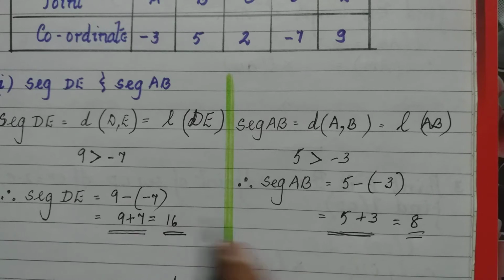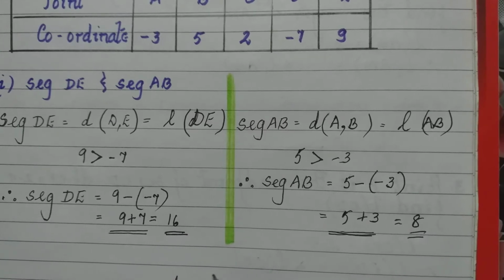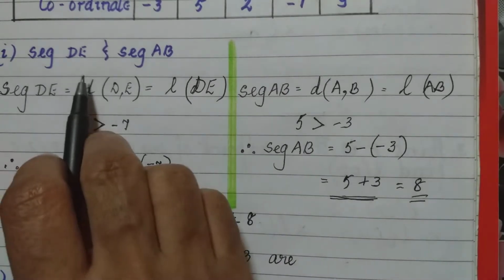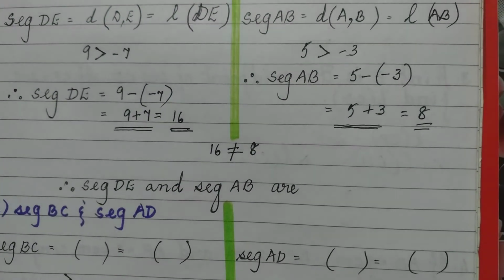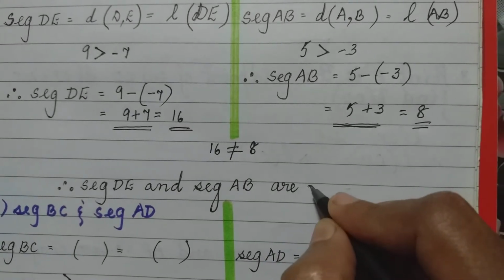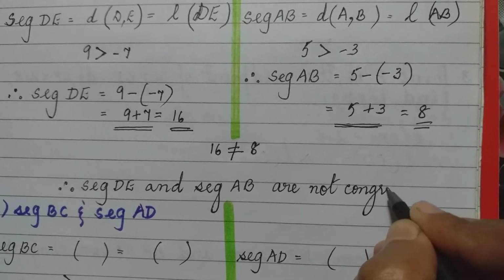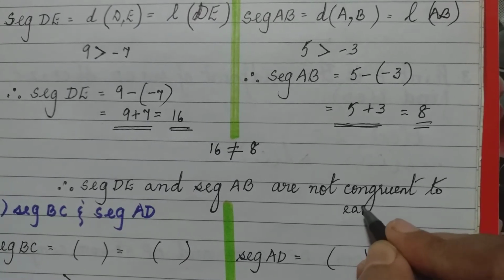Now I have to see whether these two segments are congruent or not. That I will get by seeing their lengths. One is 16, the other is 8. So what do I write? 16 is not equal to 8. And if 16 is not equal to 8, can these two segments be congruent to each other? No, they cannot be congruent. So we write that segment DE and segment AB are not congruent to each other.